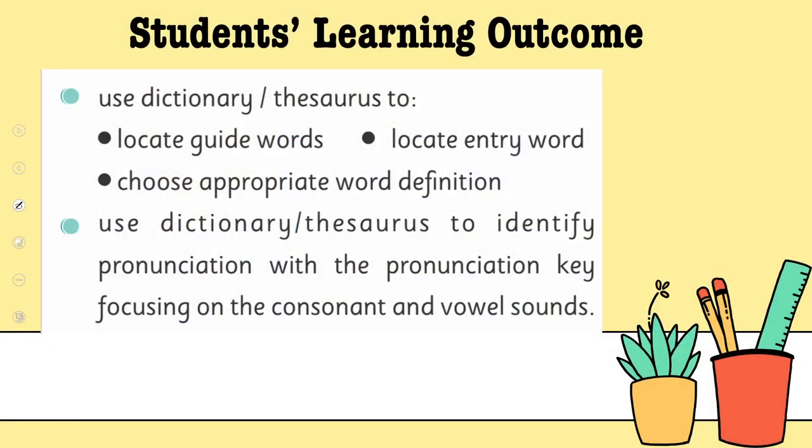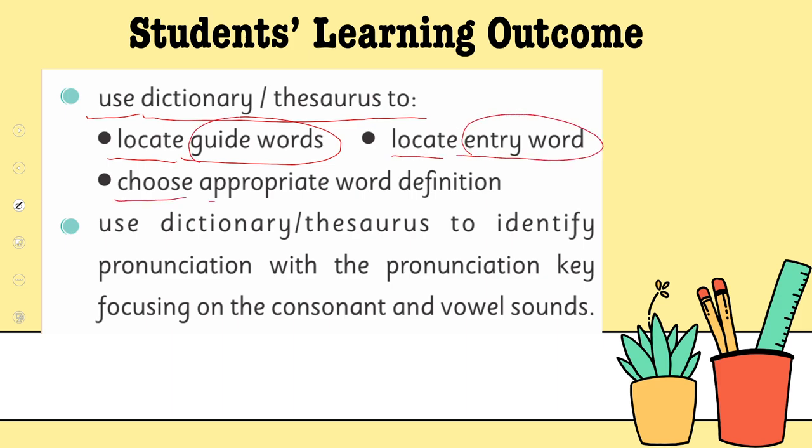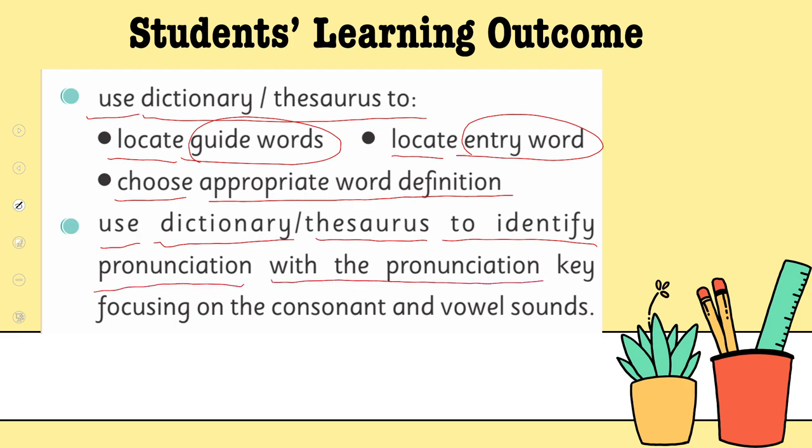So our SLO is: use dictionary or thesaurus to locate guide words, locate entry word, choose appropriate word definition, use dictionary or thesaurus to identify pronunciation with the pronunciation key, focusing on the consonant and vowel sounds.